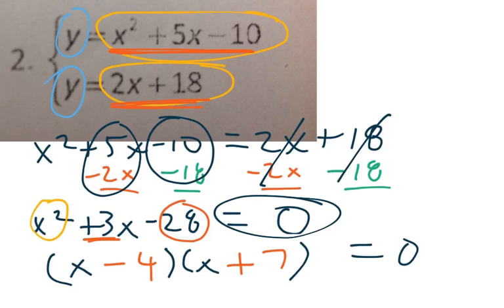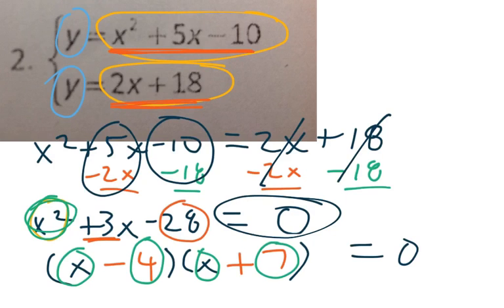So again, follow the green. I know x times x is going to be my x squared. I know 4 times 7 is my 28. The negative times positive makes it negative 28. And I know that 7 minus 4 is the 3. So I have it factored perfectly. Guess what, guys? We're almost done.